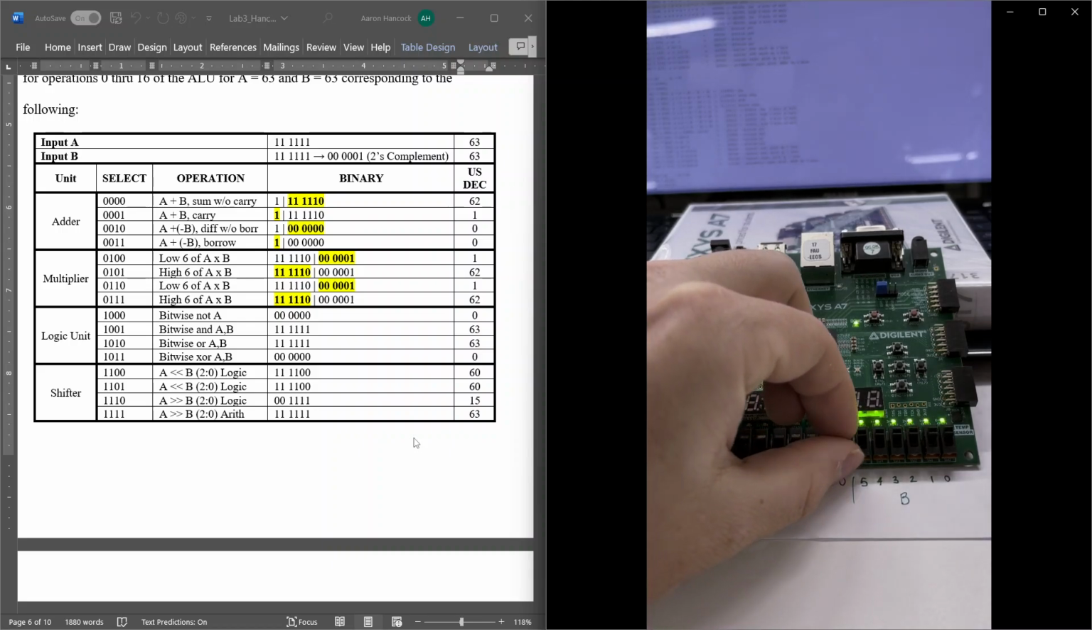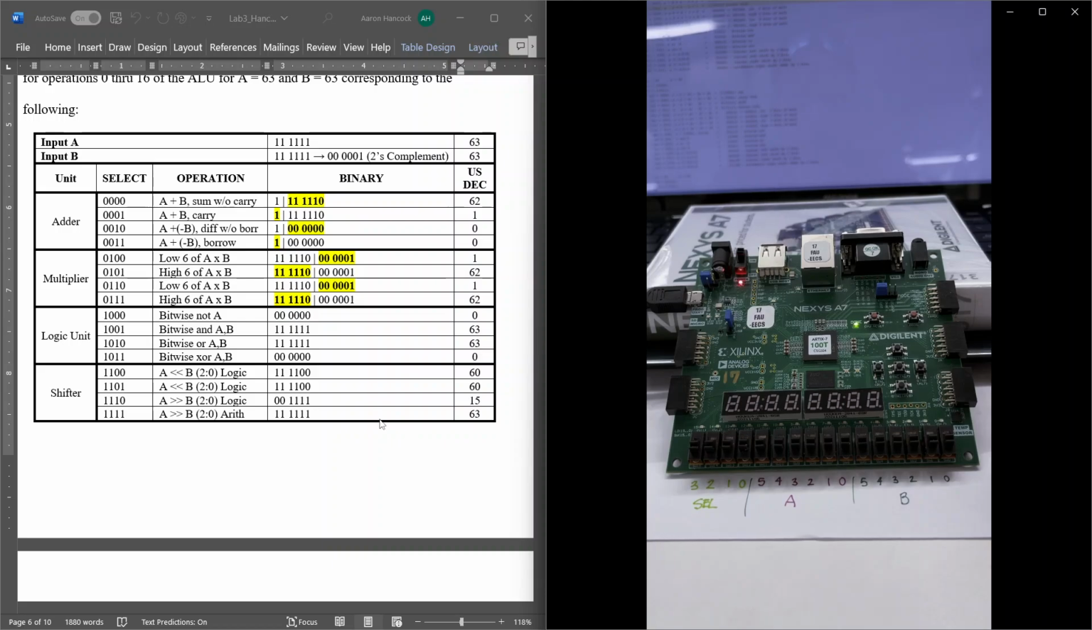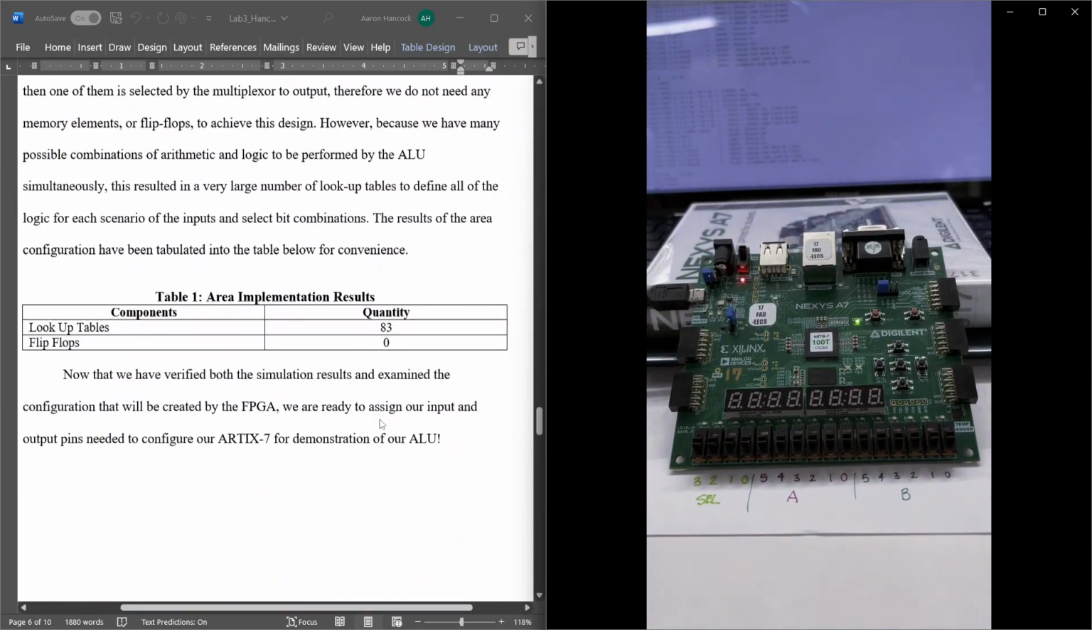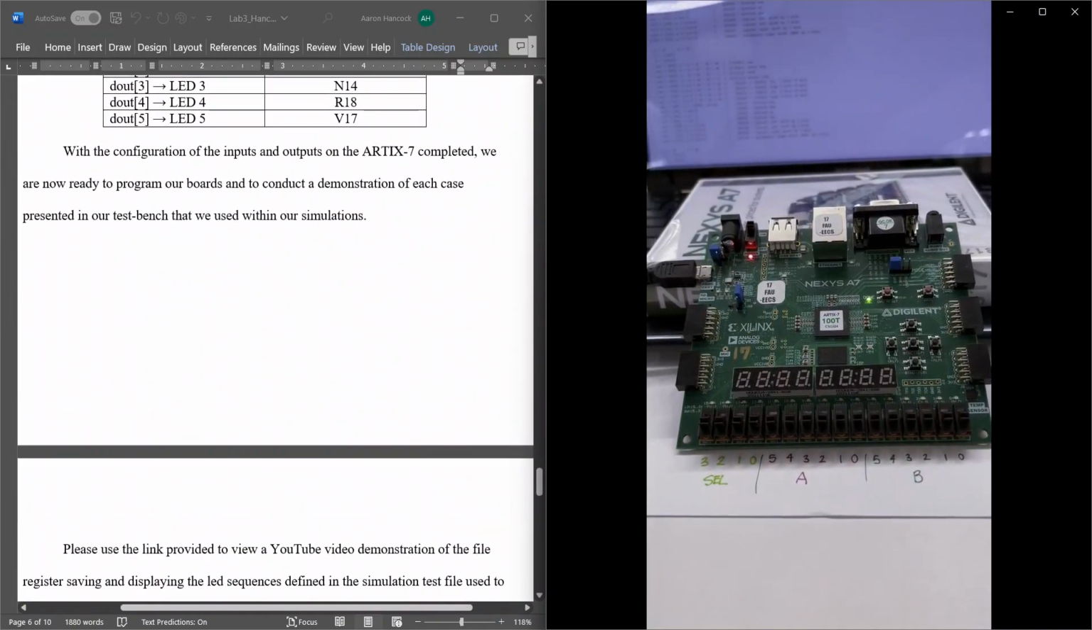Okay, so that's going to mark the end of lab number 3. Hopefully this presentation was decent enough to show all of the configurations for the ALU. Thanks for watching. Take care.